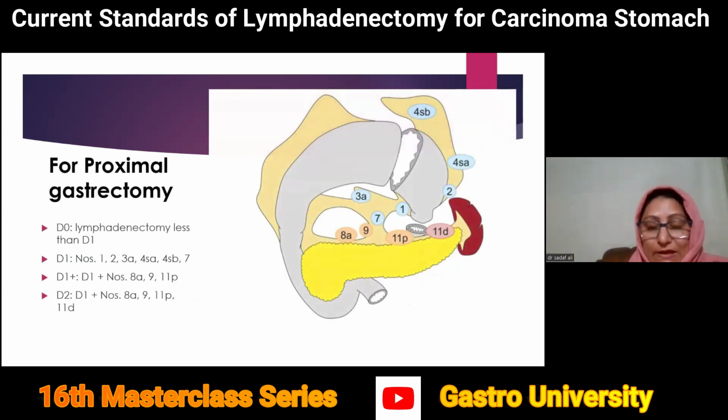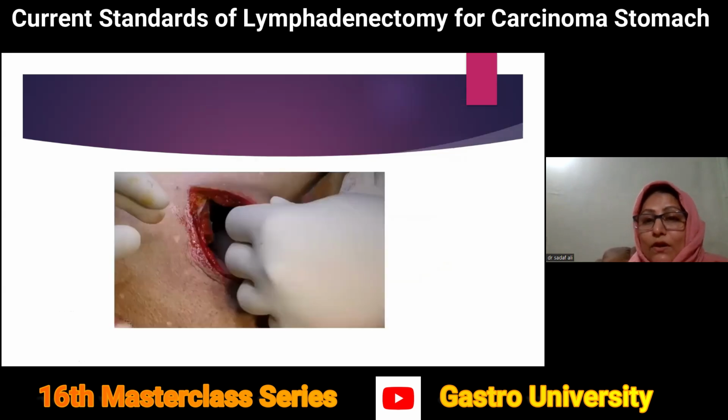For proximal gastrectomy, there aren't many proponents, but for those who believe in organ preservation in Siewert type 2, type 3, and some smaller lesions, a standard D1 would be 1, 2, 3A, 4SA, 4SB, and 7. And D1 plus will include 8A, 9P, and 11P over here, which is different from the others. They are the blue and the orange.